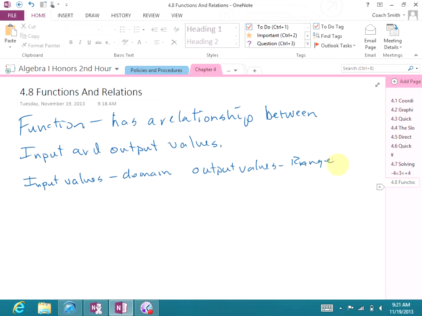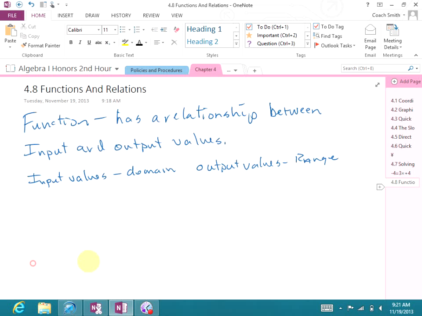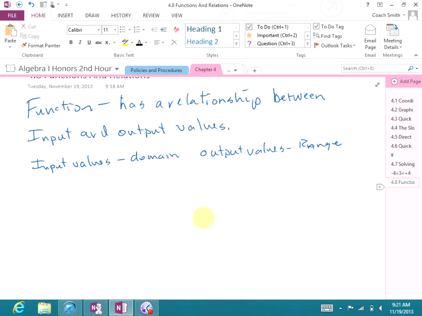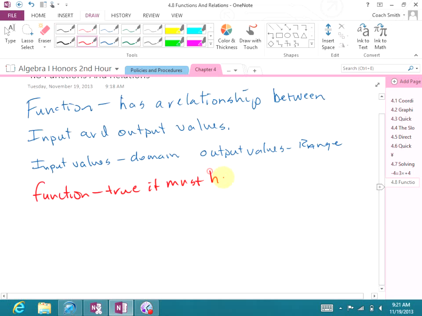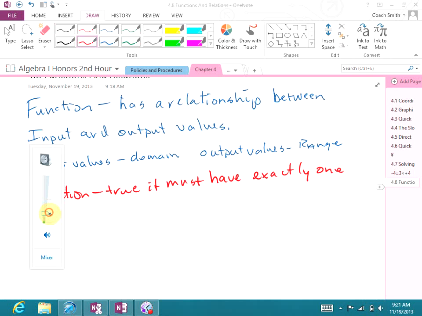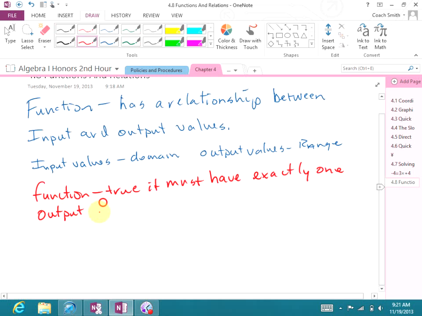Okay? For a function to be true, there's basically two things. There's two ways you can test a function. For a function to be true, it must have exactly one output for each input.